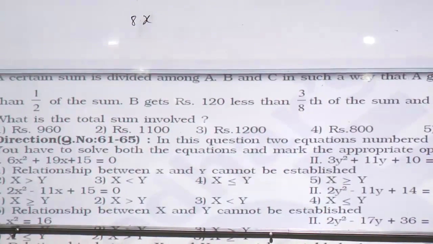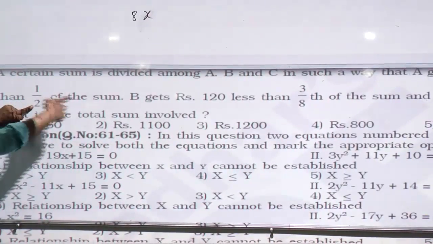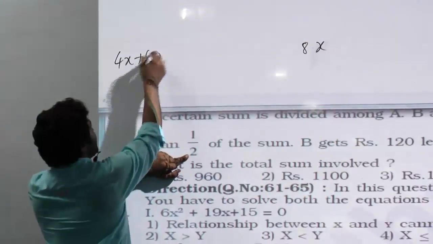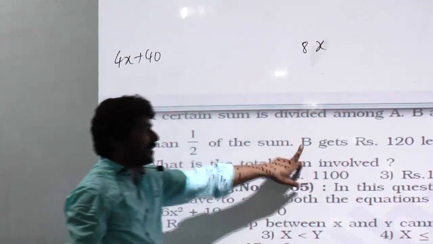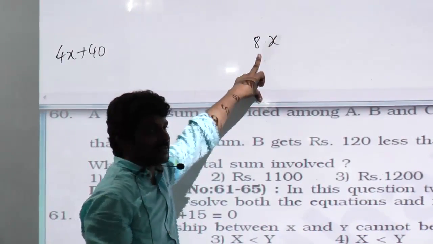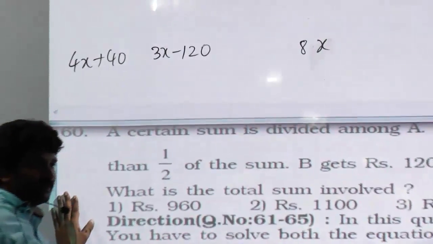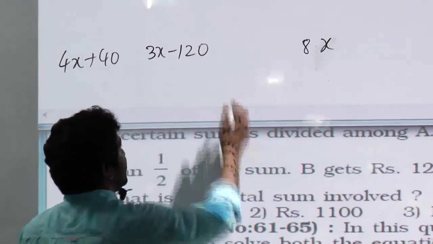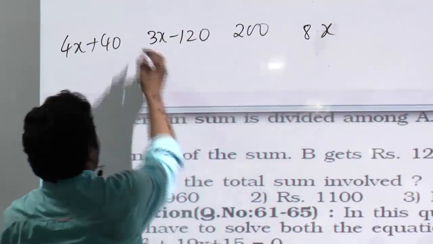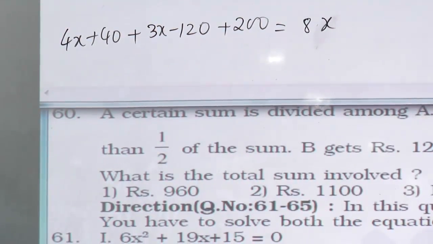Total sum is 8x. A gets 40 more than half of the sum. What is half of this? 4x. And A gets 40 more than this. And B gets 120 less than 3/8. What is 3/8 of this? 3x. So B gets 3x and then 120 less. And then C gets 200. This is the amount received by A, B, C. When you add everything, that must be equal to 8x total.